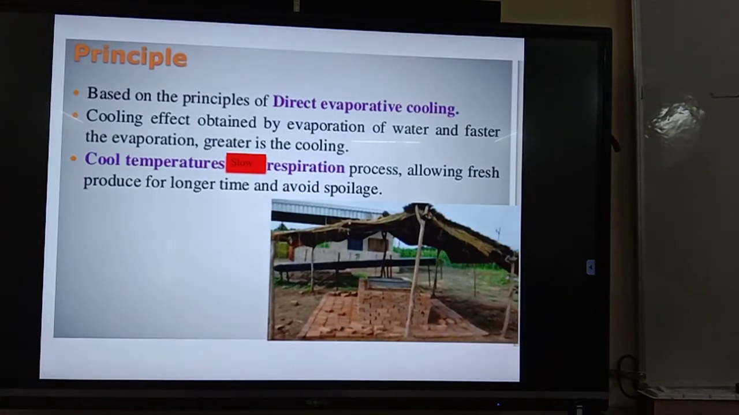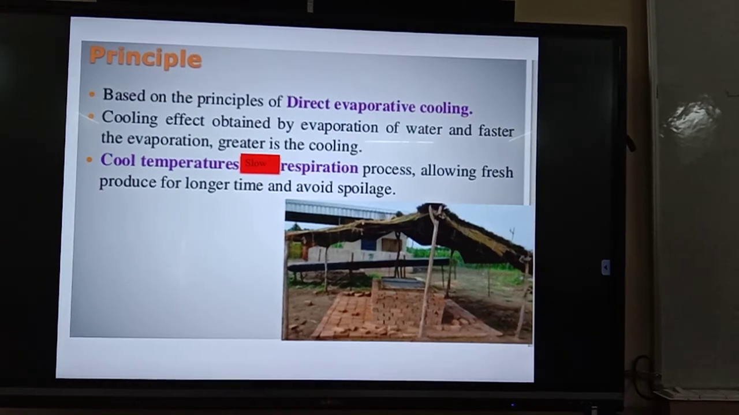What principle is in general used for storing produce in this system? The main principle is direct evaporative cooling. Means, how are we able to cool our water in the clay pots? आपने देखा होगा मटके के अंदर पानी ठंडा रहता है गर्मियों में, but in steel and other metallic pots it is not as cool as in the clay pots.